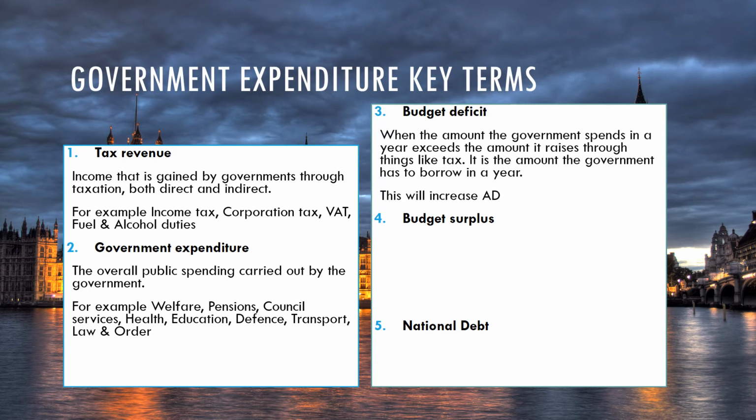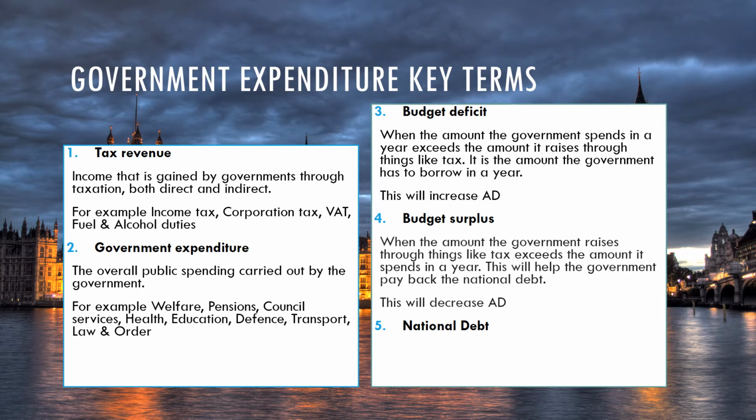Thirdly, budget deficit. This is where the amount the government spends exceeds the amount it raises in tax. And if that's the case, the government often has to borrow the difference. So when the government spends more than it receives in tax, we describe that as being a government budget, or sometimes a fiscal deficit. Now, if the government is spending more, it's more of an injection than they're taking out as a withdrawal, this will increase aggregate demand in the economy.